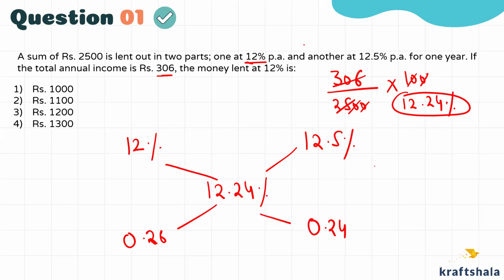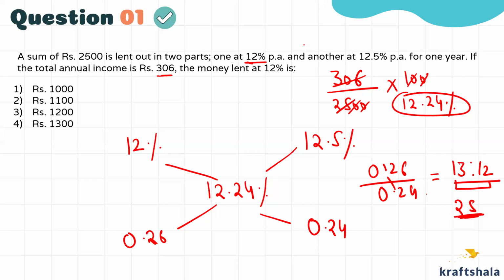So the ratio that I got was 0.26 upon 0.24, or I can simply write it as 13:12. Right. 13 plus 12 is 25 parts and this 25 parts is equal to 2500. That means 13 is equal to 1300 and 12 is equal to 1200. The question is asking me money lent at 12%. So 12% is this, which is 1300, which is my answer.